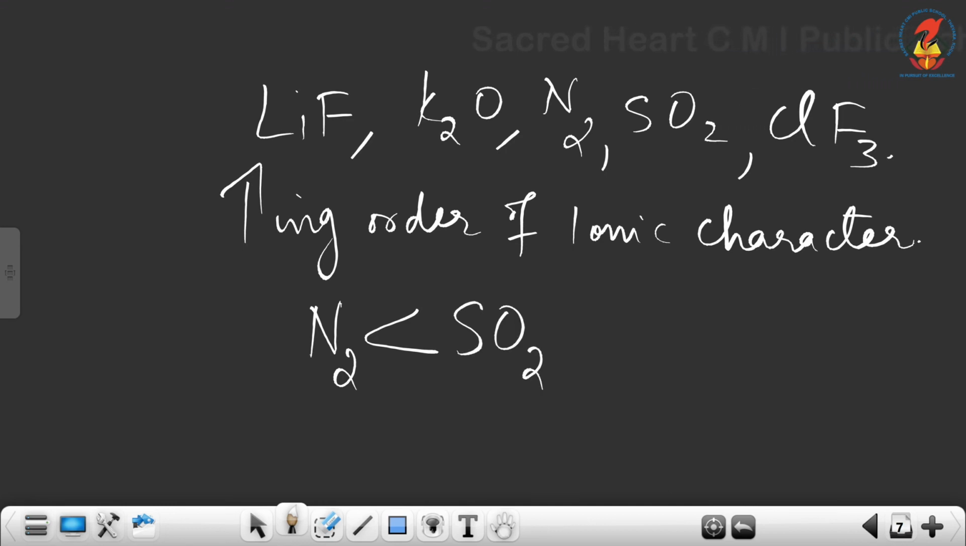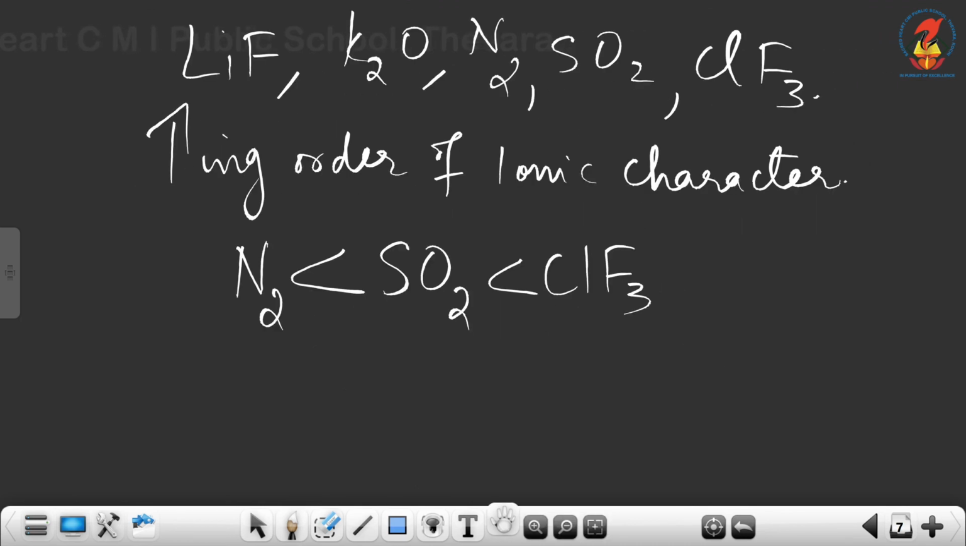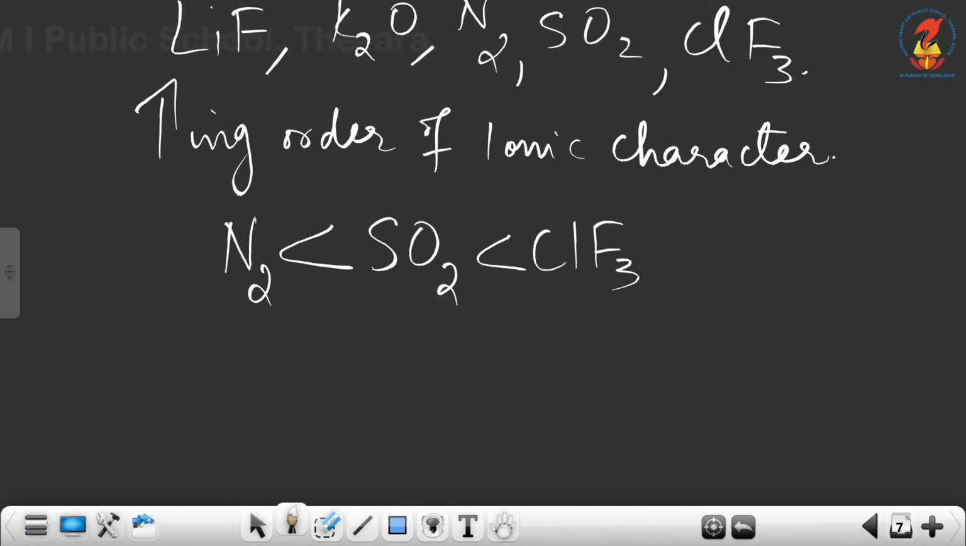Sulfur and oxygen, same group they are. So, they show mainly covalent character, less than ClF3. You know, chlorine and fluorine both are halogens. They are called interhalogen compounds, which we will study in class 12. So, after the ClF3 comes K2O, potassium oxide, and finally comes our lithium fluoride.